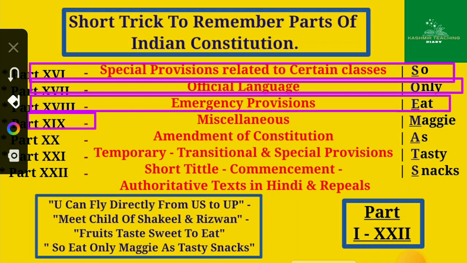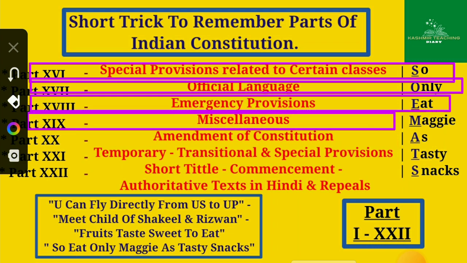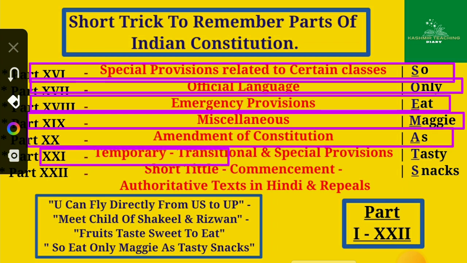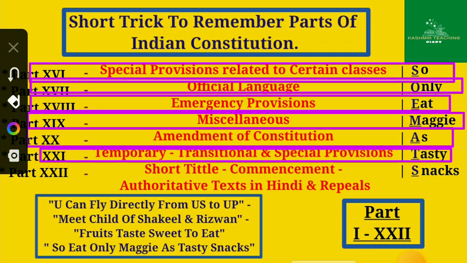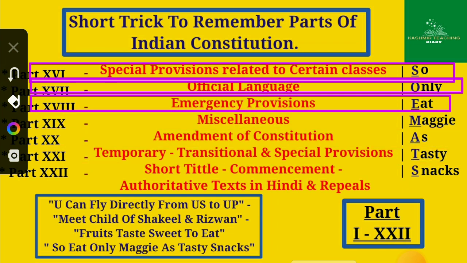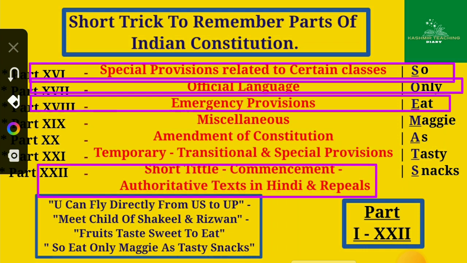And part 19 deals with miscellaneous. Maggie, the first letter of Maggie, M, stands for miscellaneous. And part 20 deals with amendment of the constitution. And as, the first letter of as, stands for amendment. And part 21, temporary, transitional and special provisions. Tasty, the first letter of tasty, T, stands for temporary. And part 22 deals with short title, commencement, authoritative text in Hindi and repeals, and snacks, the first letter of snacks, S, stands for short title.